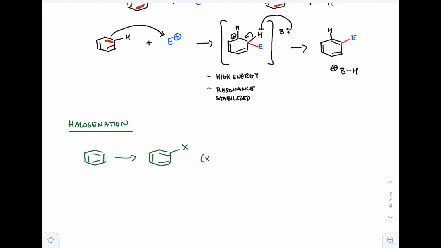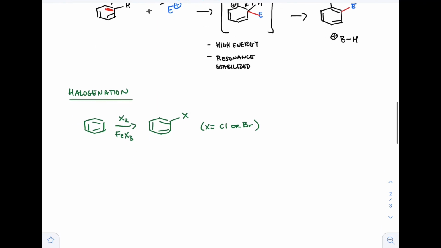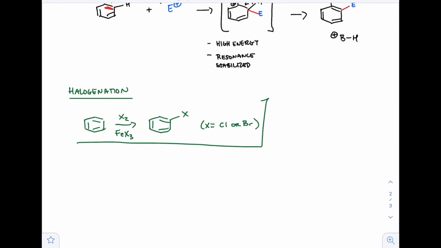So halogenation, we've got the substitution for a halogen, right, where it's chlorine or bromine. It's not going to be iodine or fluorine because iodine's lame and it's too slow, and then fluorine is too reactive, it's violent, okay? Here's the kicker for halogenation.